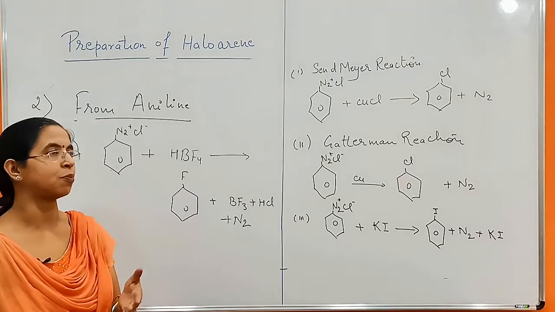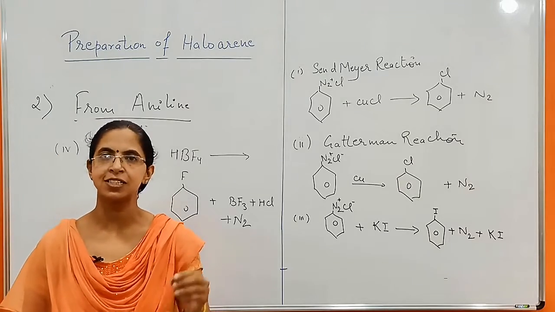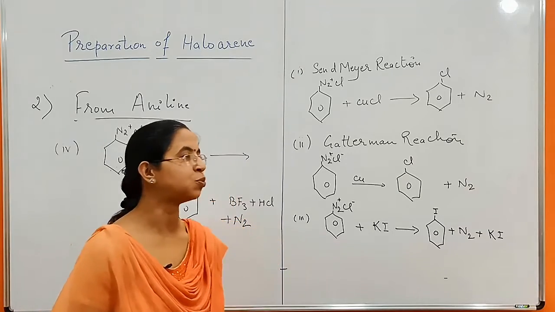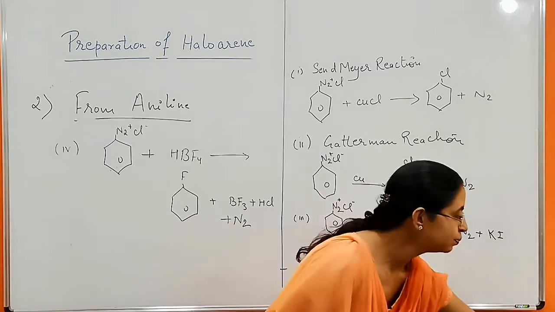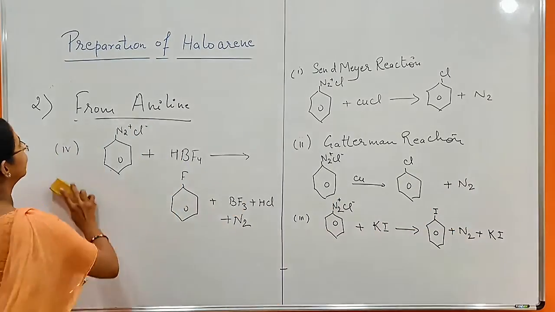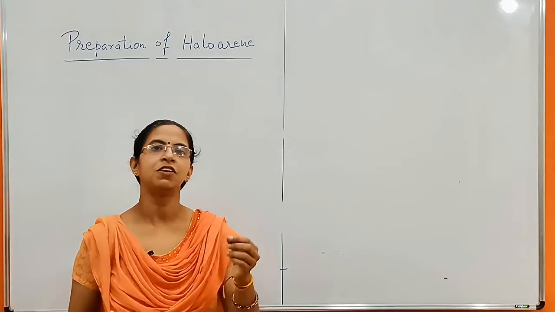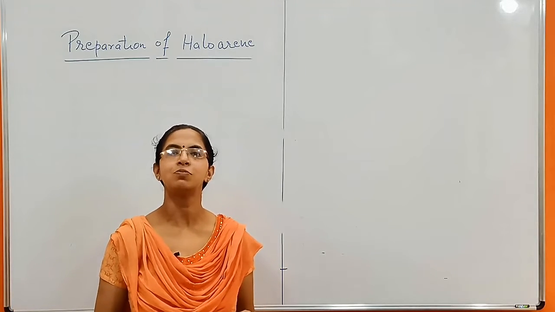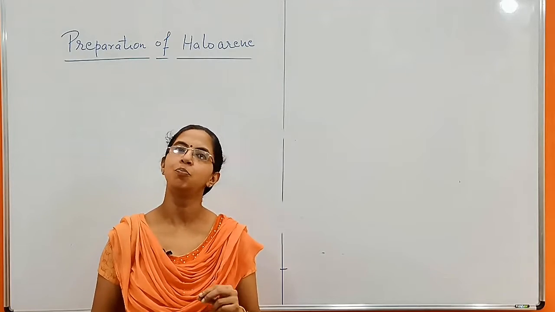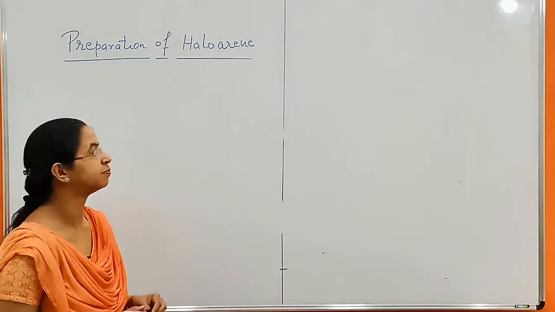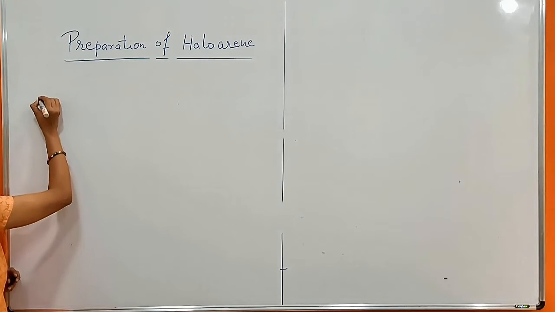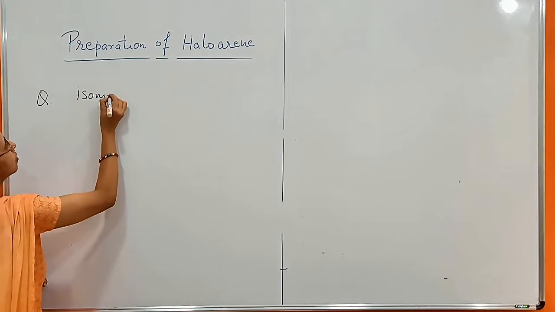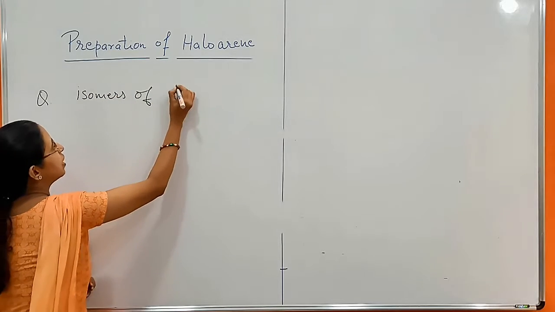So in the next topic, I am going to deal with some in-text problems of the NCERT book, and that is very interesting. So let us do this. Now we are going to start with our NCERT problem, that is to write all the possible isomers of bromopentane. So let us do this. Isomers of bromopentane.